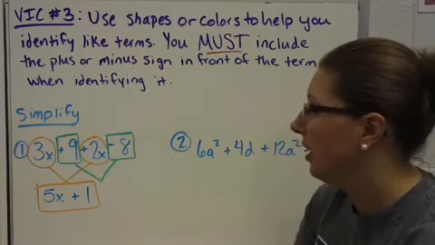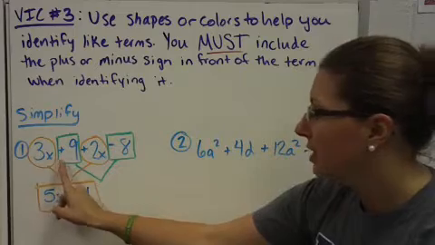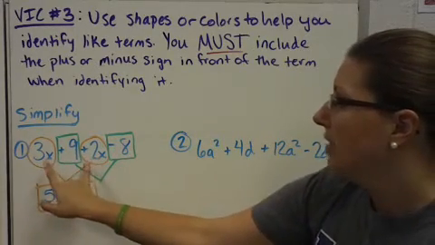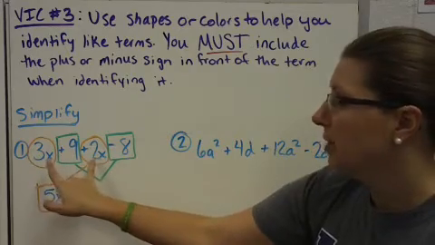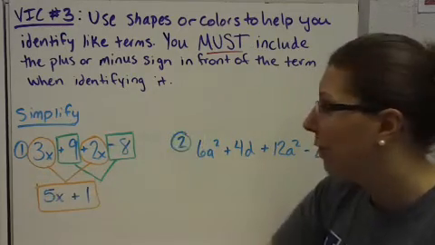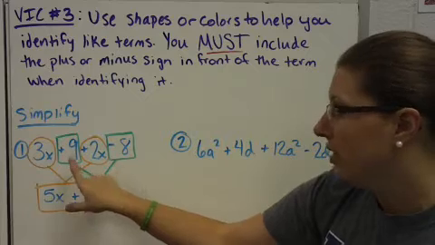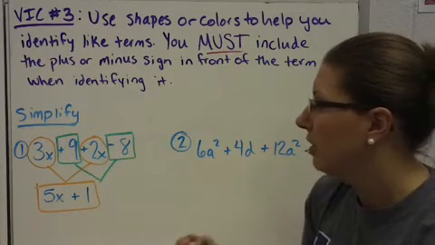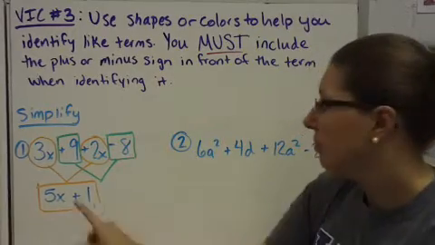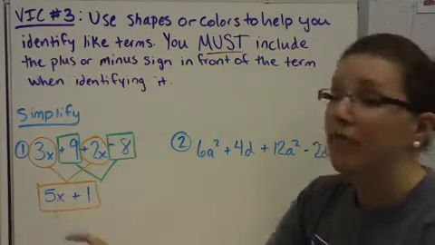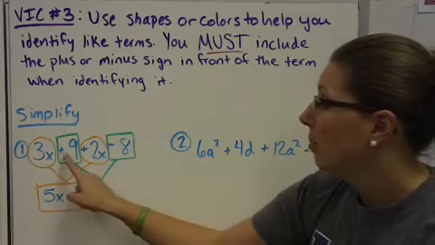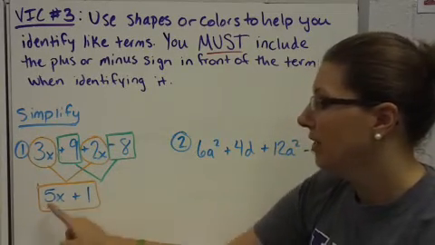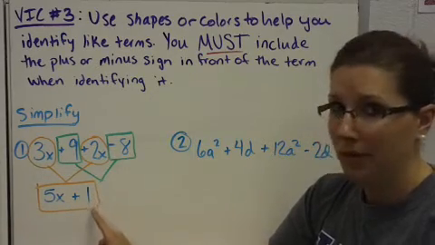So the first one I've done for you. You've got 3x plus 9 plus 2x minus 8. So I see that I've got 2 like terms here, 3x plus 2x. I can put those together. Then I've got 2 constants. That's a positive 9 and a negative 8. So I'm going to end up putting those together as well. I do one at a time. 3x's plus 2x's is 5x's. Positive 9 take away 8 is positive 1. So my final answer is 5x plus 1.